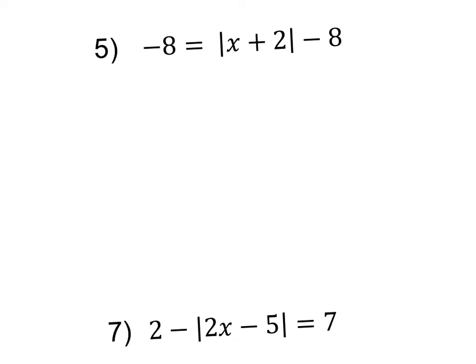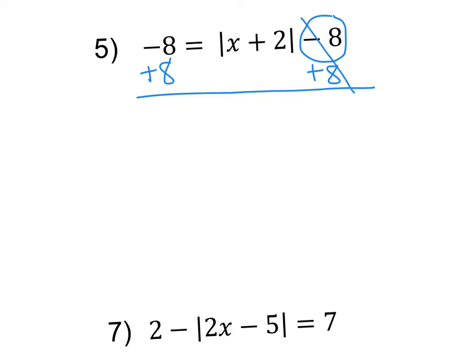Okay, number 5. We have to get the absolute value by itself, so we have to get rid of minus 8. The opposite of minus 8 is plus 8. The 8's cancel out on the right. Negative 8 plus 8 on the left is 0. So we get 0 equals the absolute value of x plus 2.